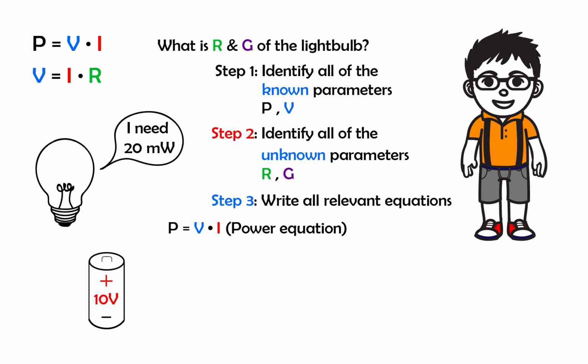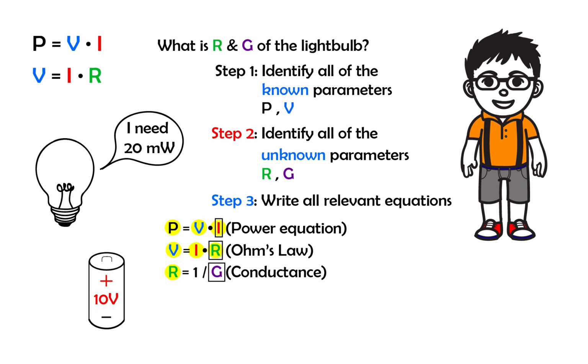Power is voltage times current, as given by the power equation. From Ohm's law, we know that voltage is current times resistance. Lastly, we have that resistance is equal to 1 divided by conductance. In this example, we know power and voltage, so we can find the current from the power equation. Once we know the current, we can use Ohm's law to find the resistance and the conductance.